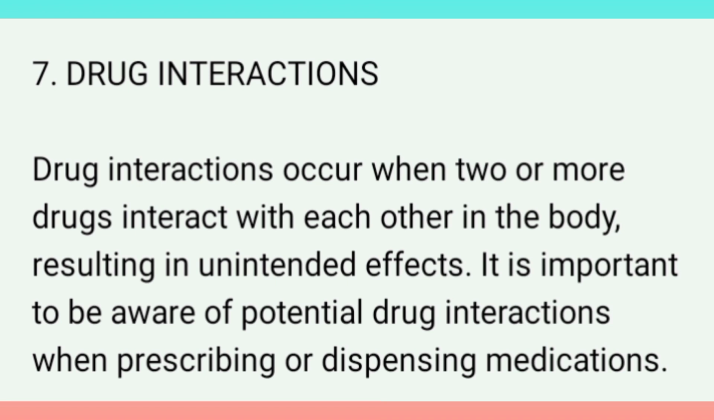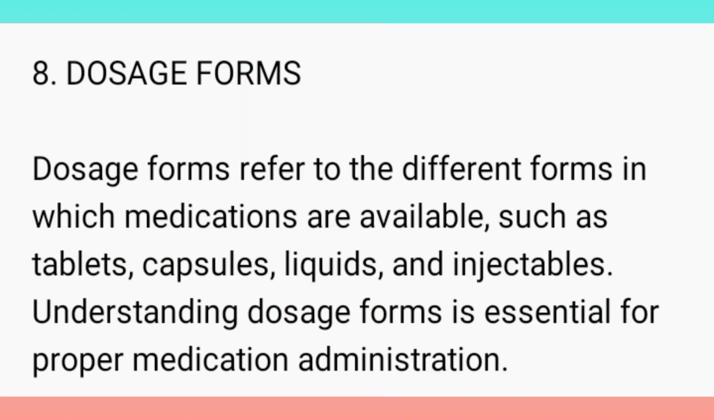On number 7, we have drug interactions. Drug interactions can occur when 2 or more drugs interact with each other in the body, and this can result in unintended effects. So it is important to be aware of potential drug interactions while we are prescribing or dispensing the medications, and if there are any drug interactions, we should change the drugs so the patient's safety can be protected.